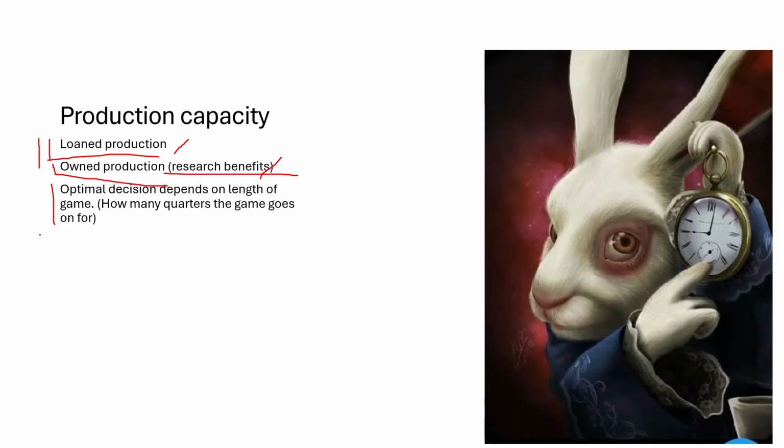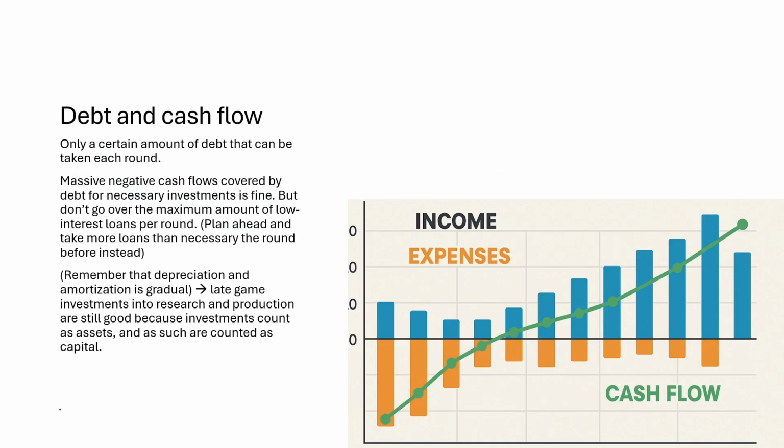If the game goes on for maybe 5 quarters, then loan production will probably be the best decision. While if it goes on for 10 or 15 or 20 quarters, then own production scales so much better late game and gives a lot of cost reductions.